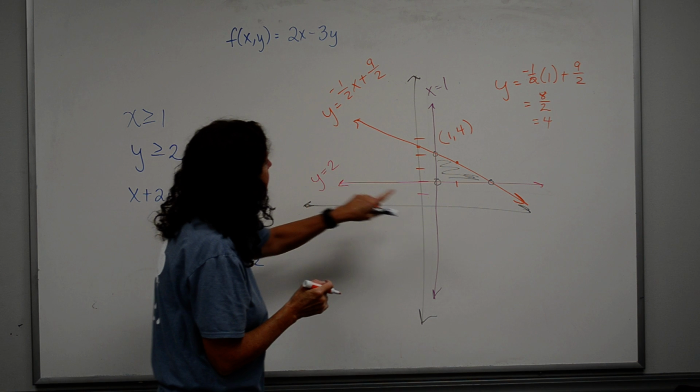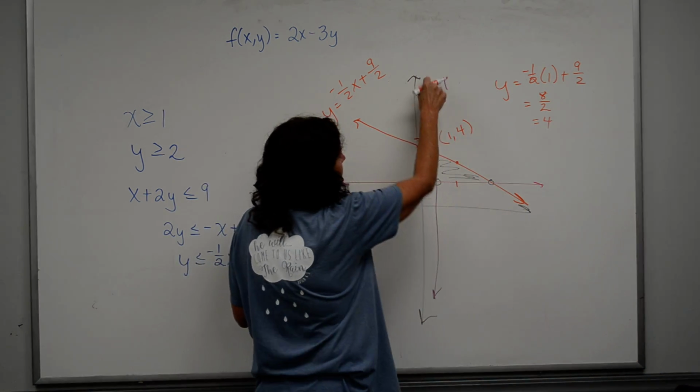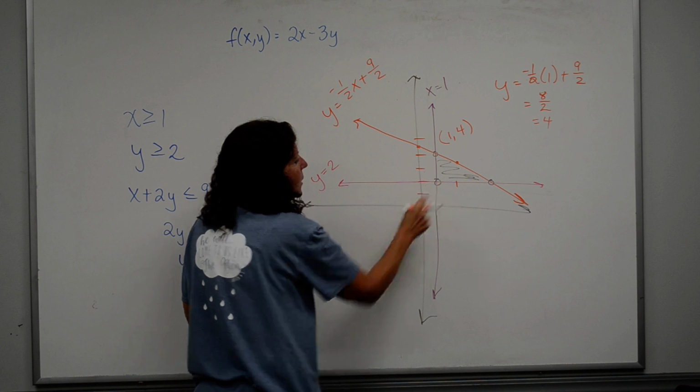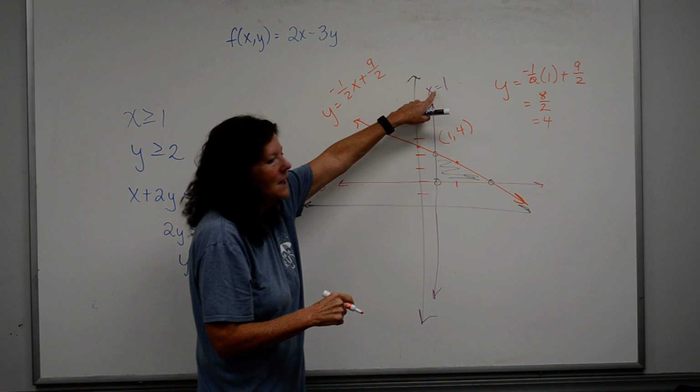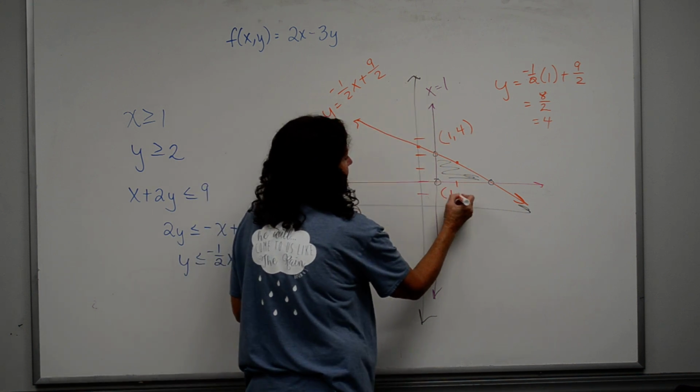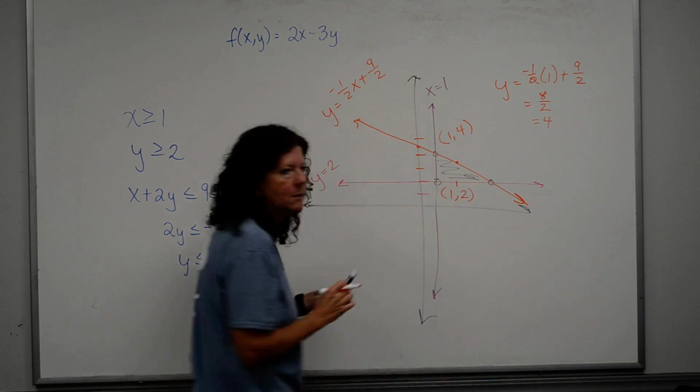Okay. Then I come down here, and this is the intersection between the red line and the purple line. What's my value right there? 1, 2. Tells me my x. My x is 1. Tells me my y. My y is 2. So that one's a real easy one.